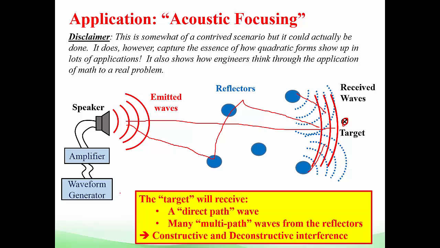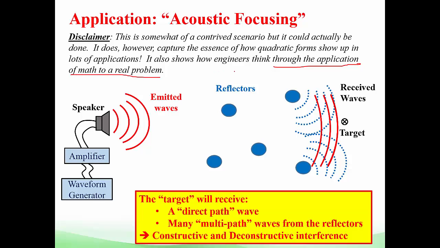And I'm also ignoring triple and quadruple reflections. The reason that we can often ignore those is that because they've been reflected multiple times, they become very weak. Each reflector will lose some amount of the sound energy, and so we can approximate this and say, ignoring those. That's another thing that engineers do when we think through the application of math to a real problem.